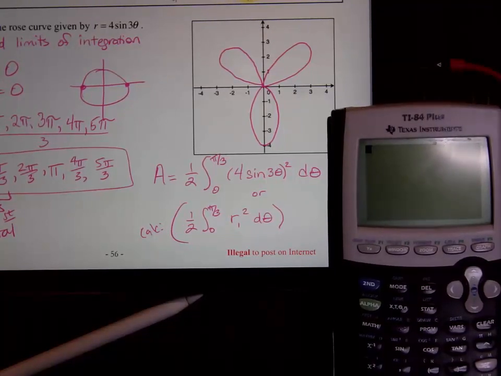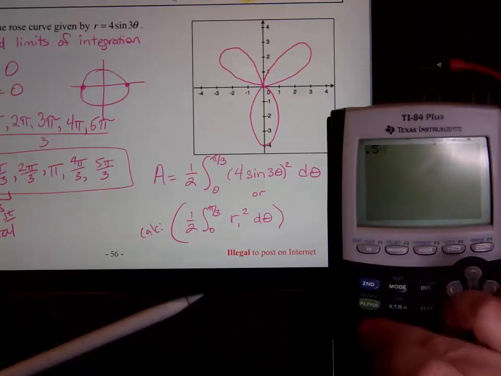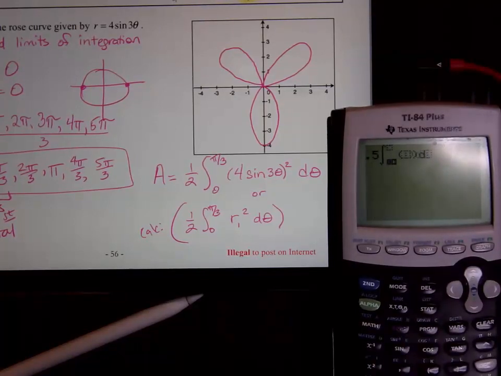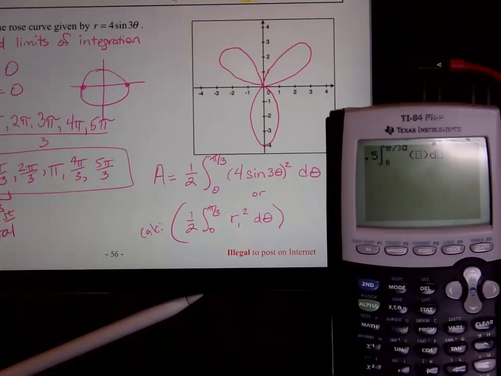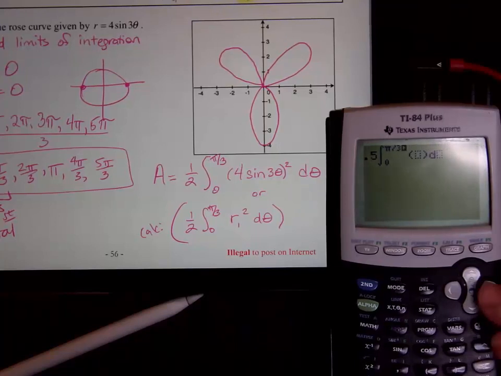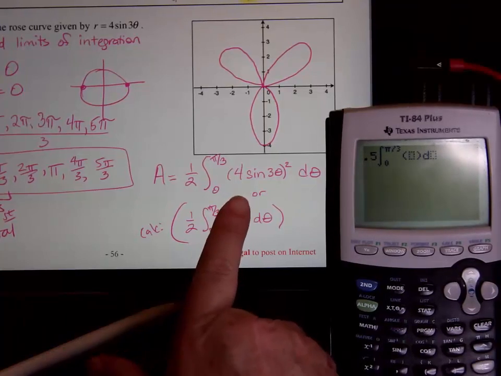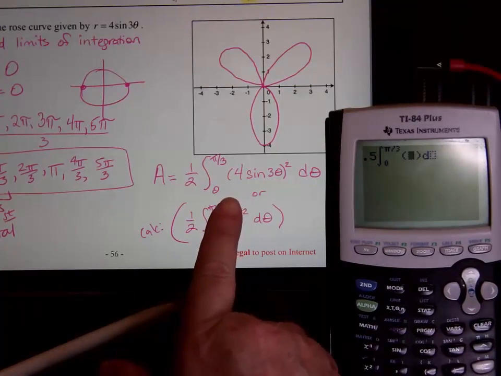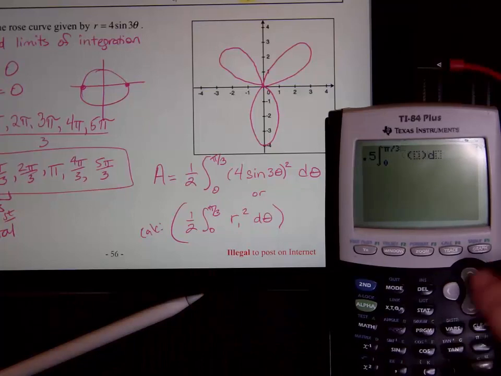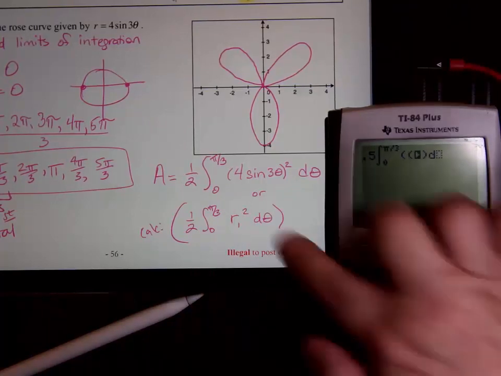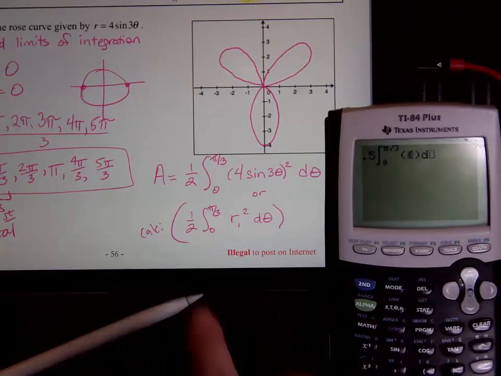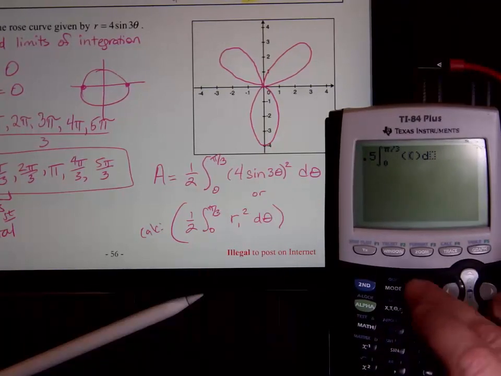Okay, so I'm going to type in 0.5, math 9, 0 to pi over 3. Now, if you're going to type it in like the top line, you have to put another parentheses in here for your 4 sine 3 theta. If you're going to do the r's, you don't have to.